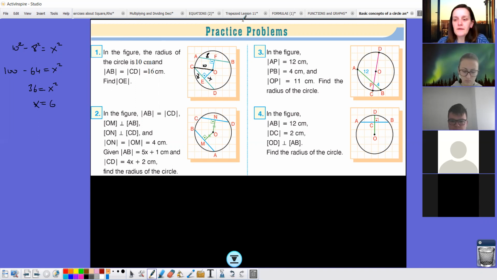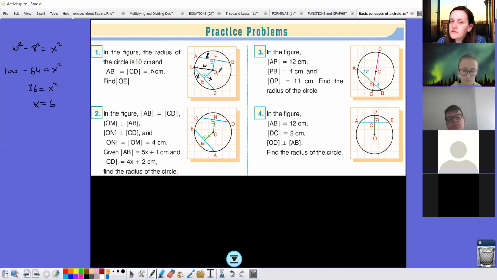One more thing, why did Alexander decide that CE is half of the chord? I mean, it's 16 over 2. From where? Because CE and ET are congruent. Why are they congruent? Because they are perpendicular to each other. Here it's not given anything about CE being equal to ED, but we accepted that it is like that. Why? Because OE is perpendicular to CD and OF is perpendicular to AB. Because of that, directly we said that AF is half of it, or CE is half of it.